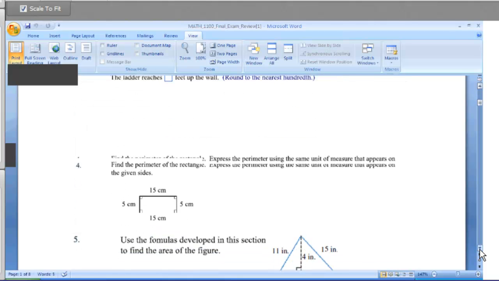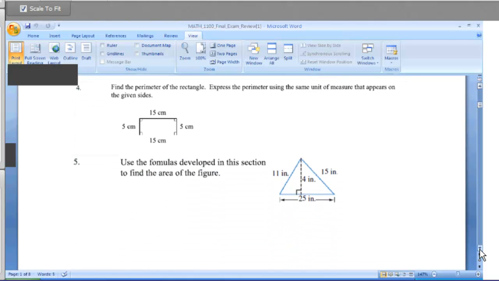All right, for number 4, it just wants us to find the perimeter of a rectangle. It's even been nice enough to draw it for us. If you happen to remember that twice the length plus twice the width equals perimeter, you can use that formula, or we can just add up going all the way around, because perimeter just means the distance around something. So 15 centimeters plus 5 centimeters plus this 15 centimeters plus 5 more centimeters. And our answer is going to be 40 centimeters.